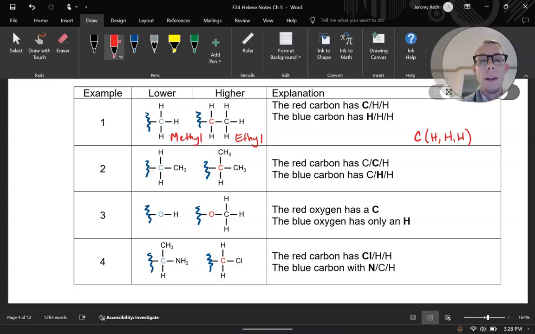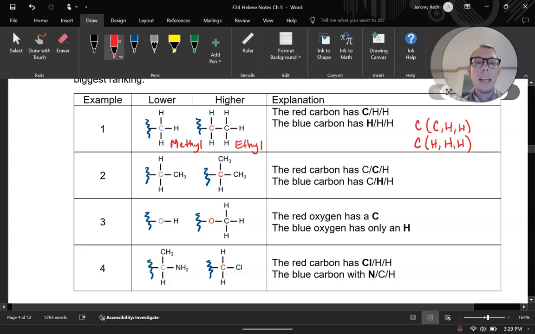If I look on the right one, the red carbon, I have a carbon, and that carbon is connected to a carbon, a hydrogen, and a hydrogen. So you can write that as a carbon connected to a carbon, a hydrogen, and a hydrogen. Now, when I have things in the brackets, I'm going to put the things that have the highest atomic number on the left and then lowest on the right. So I'm going to put that carbon first and then the hydrogens later. And we'll do more examples in the future where we have multiple different atoms.